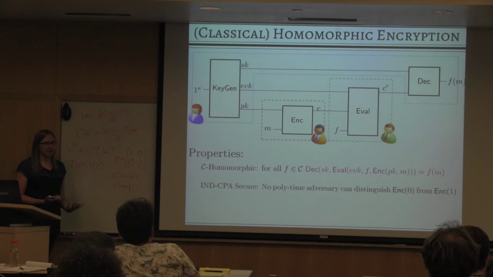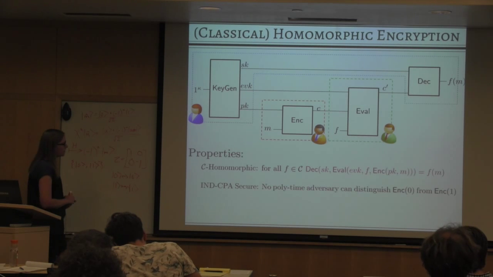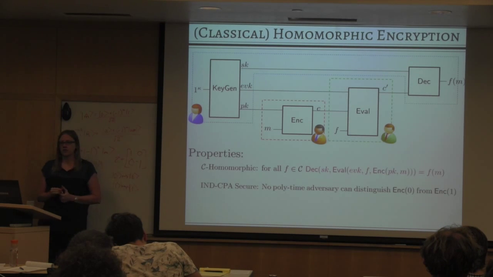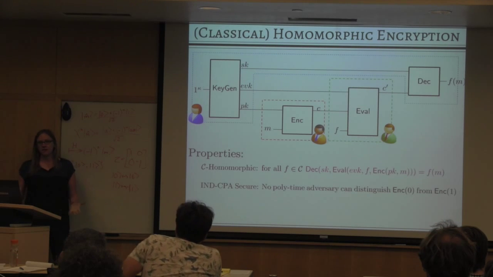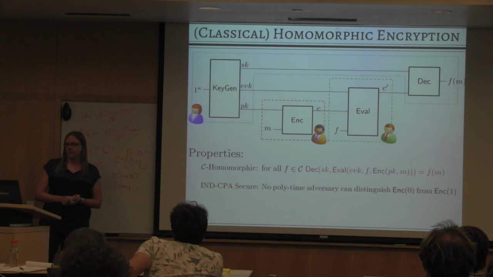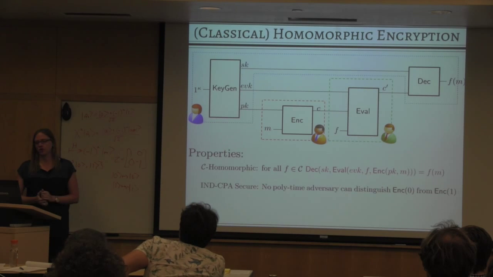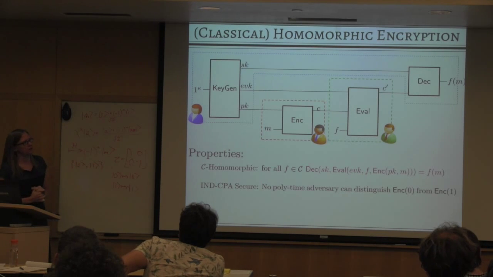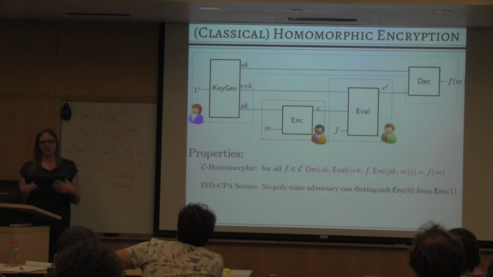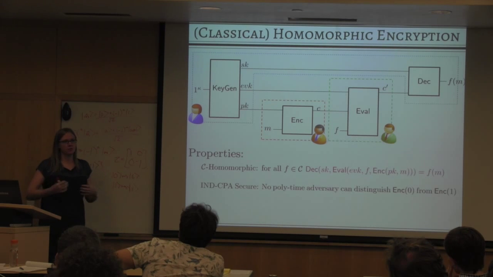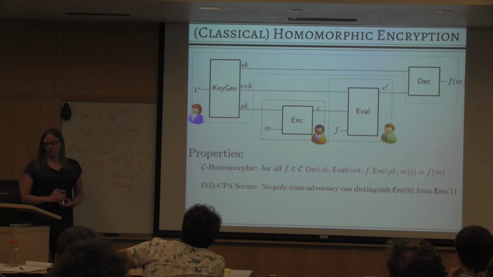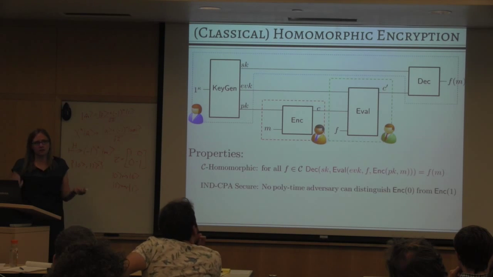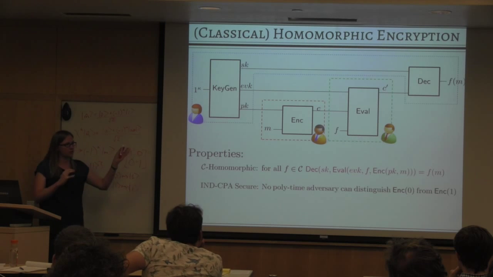Okay, we also want some kind of security. So CPA security, which is indistinguishability under chosen plaintext attack, basically means that no polynomial time adversary can distinguish an encryption of 0 from an encryption of 1. This is a very standard definition of cryptographic security, and it is some way of saying that the encryption of a message really does hide the message.